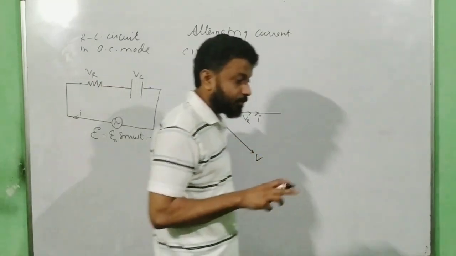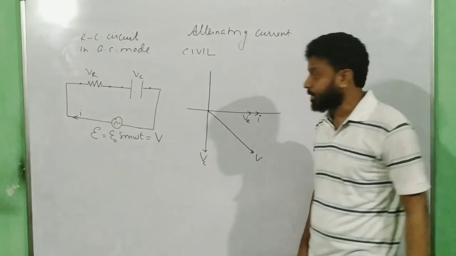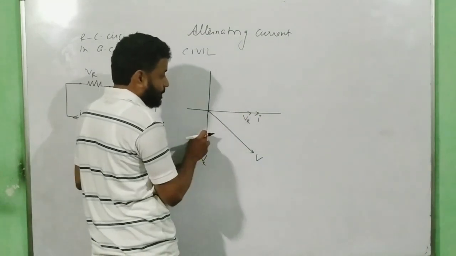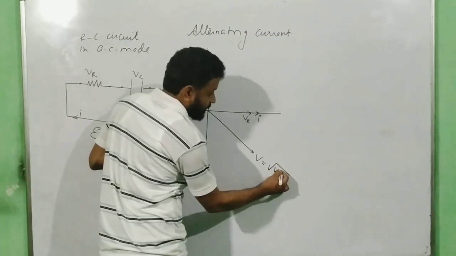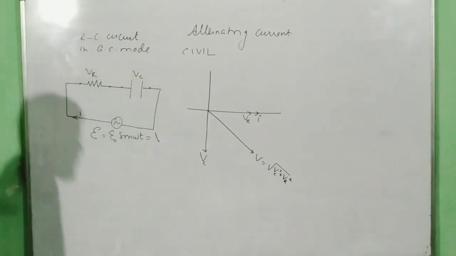Again, I remind you that we call this a phasor diagram, but the approach is exactly like a vector diagram. If you have two vectors VC and VR, how will you find the resultant if they are perpendicular to each other? Like this. So V will be equal to root over of VC square plus VR square. First understand this.